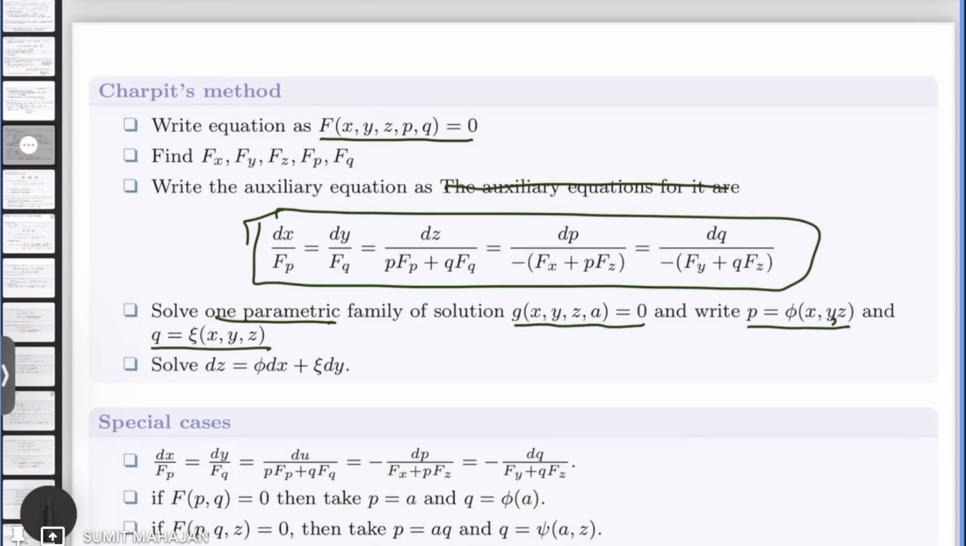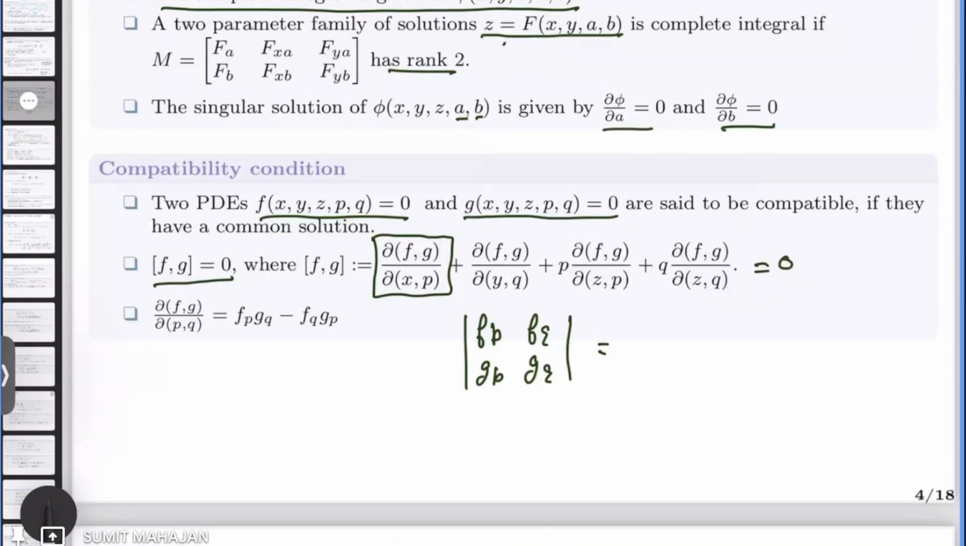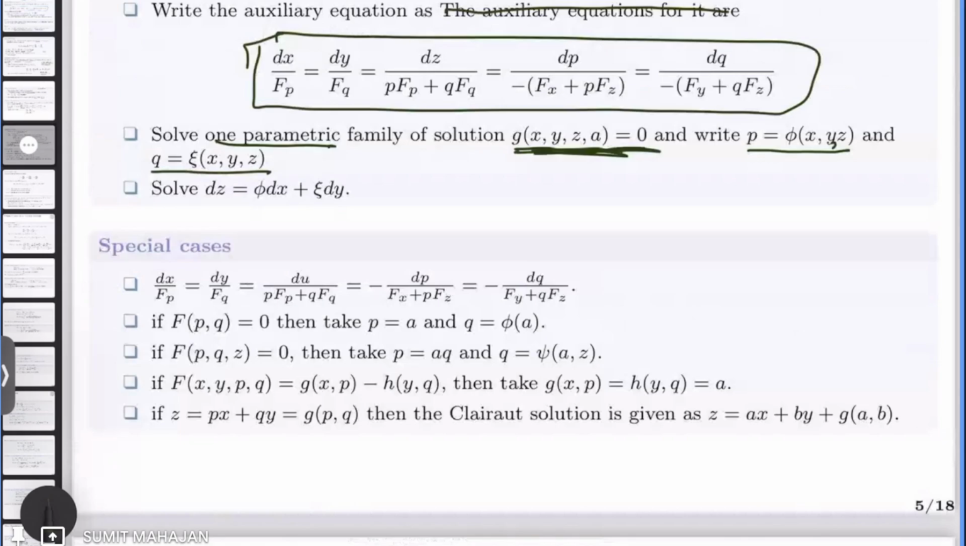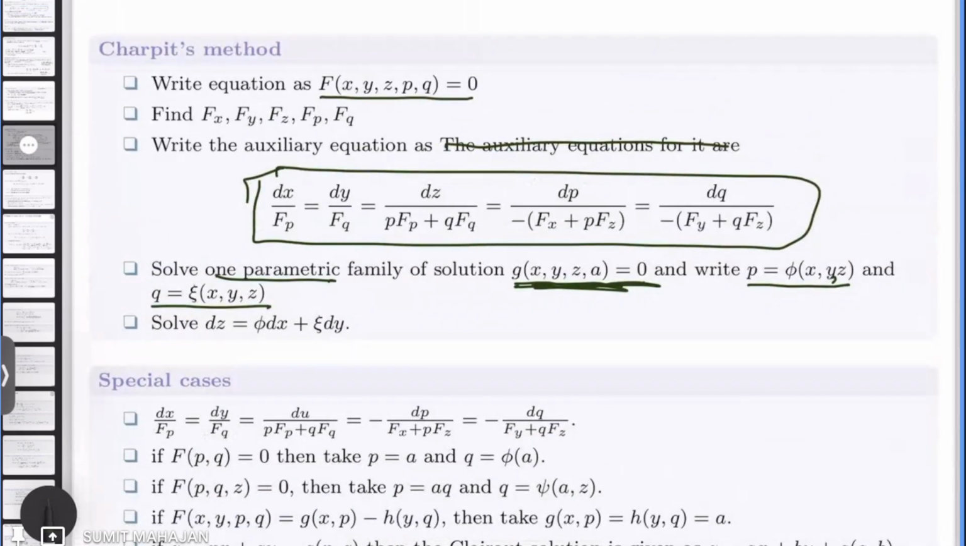This Charpit auxiliary equation comes from using the compatibility condition. So g and f are compatible. If they are compatible, we can write p in terms of x, y, z and q in terms of x, y, z. If we can write this, then we can solve this differential equation. dz equals phi dx plus xi dy. So using this equation, we can find the solution. We have done different examples also in the class.